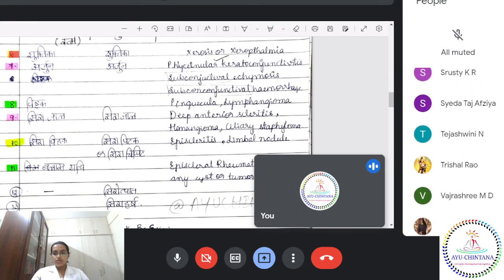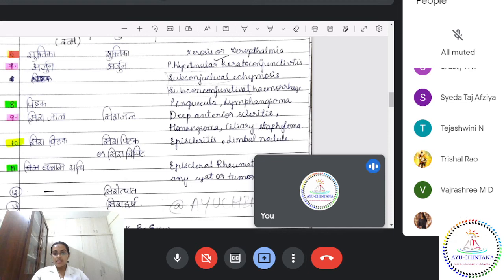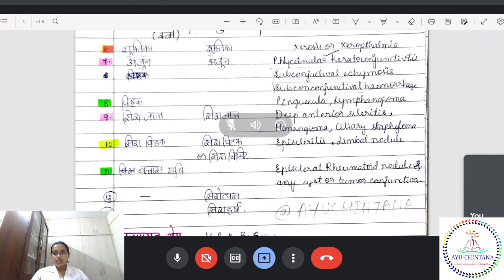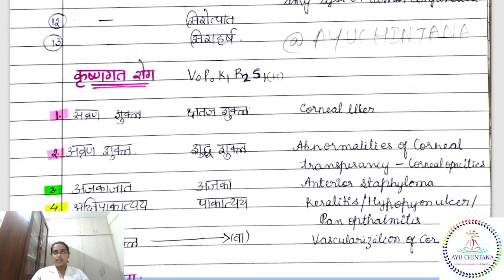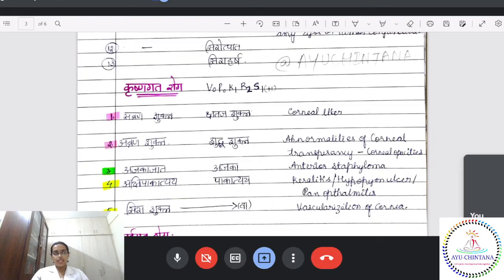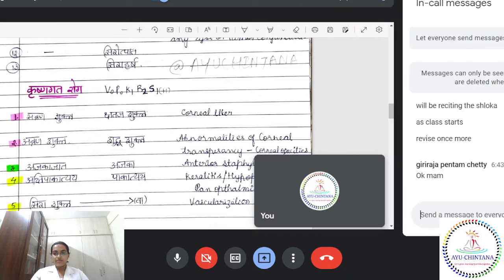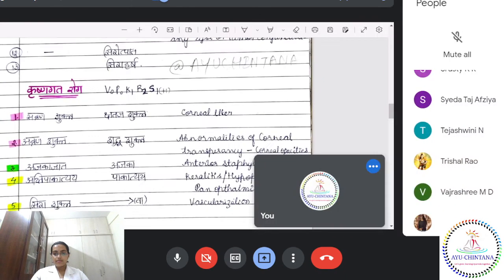So, the newcomers today. Tejaswini N. Tejaswini, are you there? Yes, ma'am. Okay. So, can you tell me how many Vataja Rogas are there in Sandhigata Vyadhi? 0, ma'am. Okay. So, how many Raktaja Vyadhi are there in Sandhigata? 2. Which are they? Raktastrava and Parvanika. Okay.